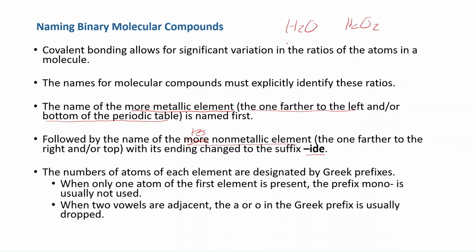So this is going to be dihydrogen monoxide, telling you it has 2 hydrogens and 1 oxygen. This other one, dihydrogen dioxide.